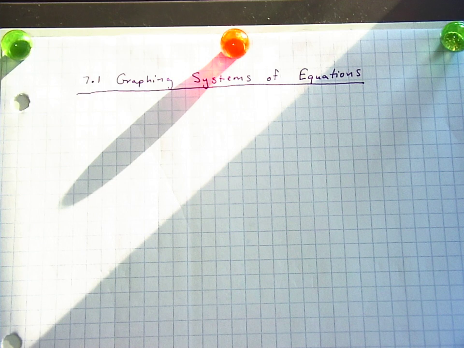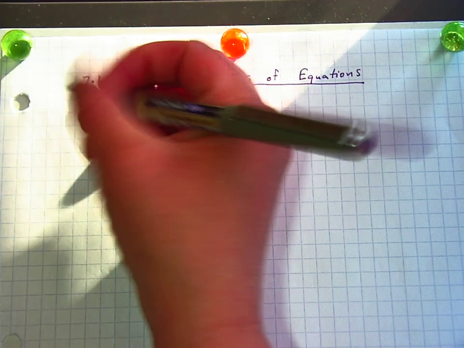So what we're going to be doing today is graphing 2 lines at once and seeing where they cross. And that's the whole idea behind today. We're going to do 3 examples.